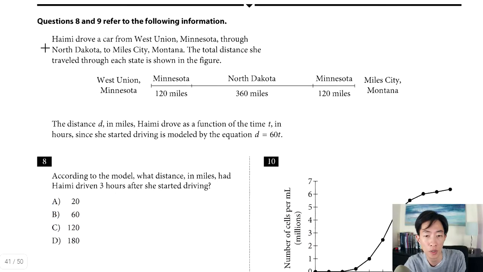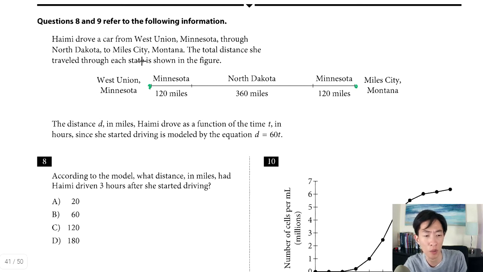Questions 8 and 9 refer to this. It says, Jaime drove a car from West Union, Minnesota through North Dakota to Miles City, Montana. The total distance he traveled through each state is shown in the picture. So I think this diagram is really confusing. I guess you should think of it as this point right here is West Union in Minnesota. This point right here is Miles City in Montana. And basically we're looking at 3 intervals when he was driving through Minnesota, then North Dakota, and then Montana.